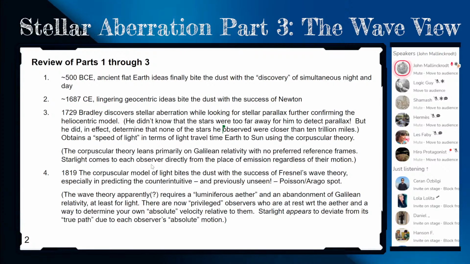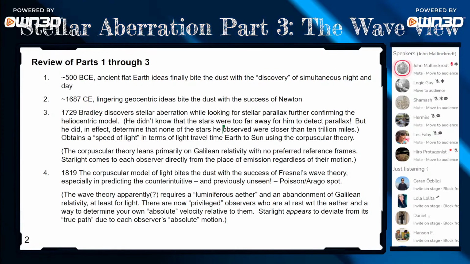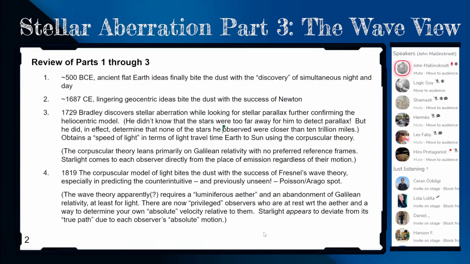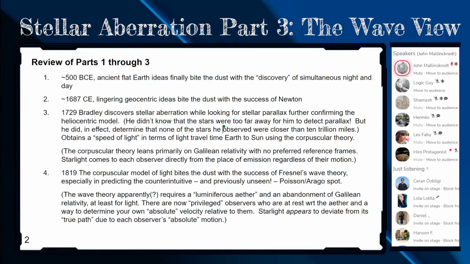And that all worked pretty well. Bradley was able to explain aberration in terms of the fact that when we are at one point and then six months later, we are moving differently. We are in different reference frames, and therefore we see the source of the light in different positions, which gives us a different angle to that star. It makes the star look like it's in a different place in the sky.